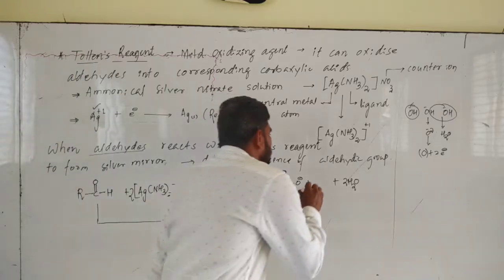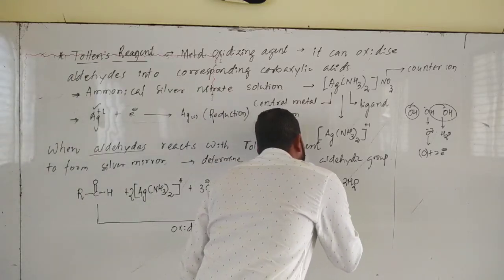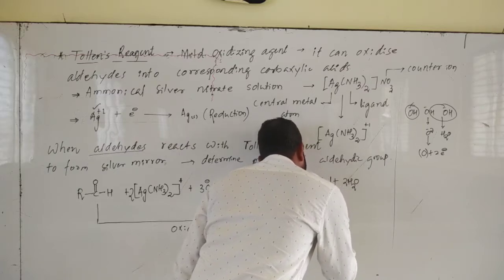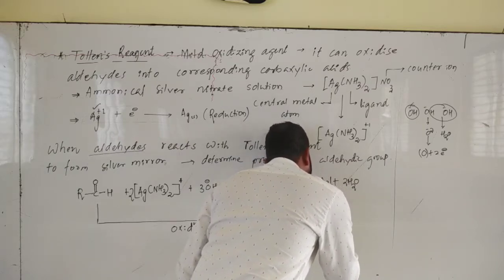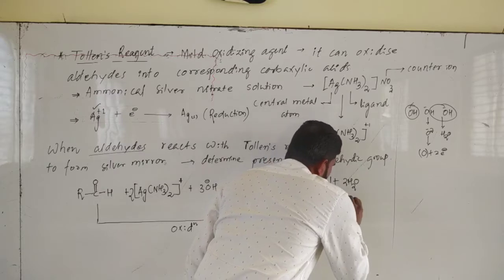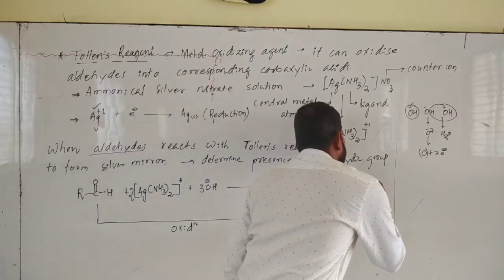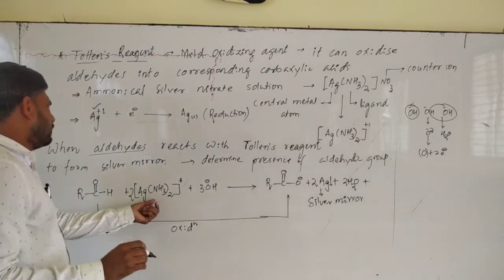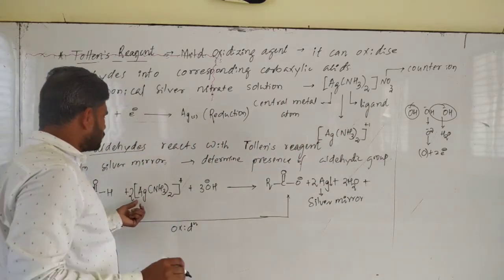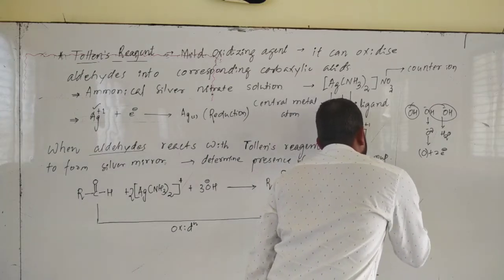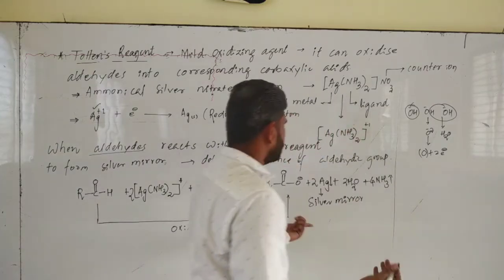It becomes what? 2 Ag solid. This is nothing but a silver mirror. What is this? Silver mirror solution. It appears like a silver mirror. Plus, over here 2 twos are 4 ammonia molecules; ammonia gas is liberated during the process.